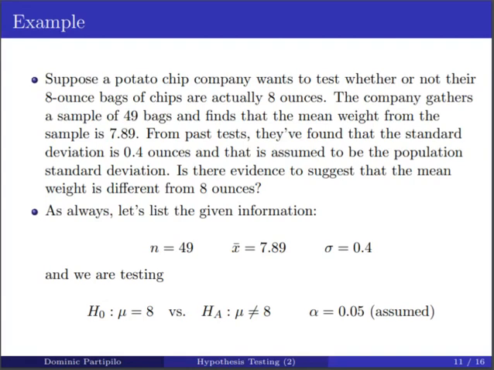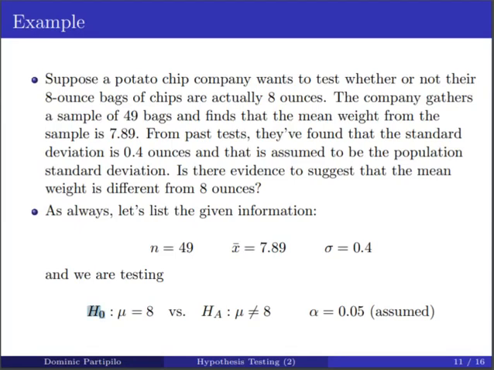So again, first thing we're going to do is list out the information that's given to us. In this case, we tested 49 bags of chips, so n is 49. Our sample mean from those 49 bags was 7.89 ounces, and we're going to assume the population standard deviation, sigma, is 0.4. And now we can get into the structure of our hypothesis test.